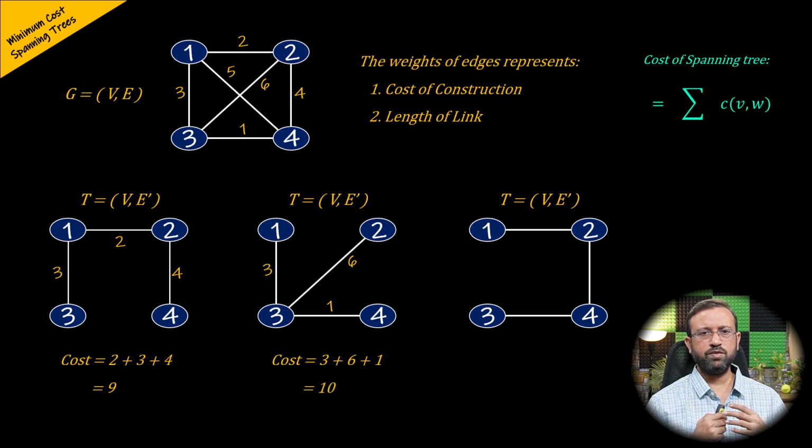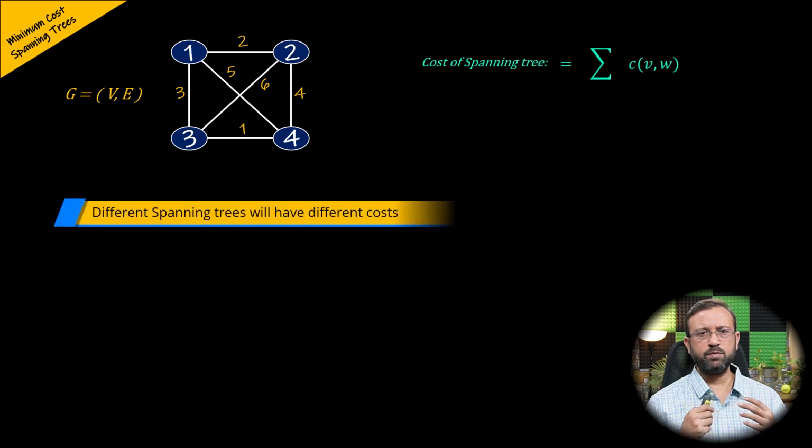Then, the cost of the third spanning tree will be the summation of the cost of the edge between vertex 1 and vertex 2, which is 2, plus the cost of the edge between vertex 2 and vertex 4, which is 4, and the cost of the edge between vertex 3 and vertex 4, which is 1. So the total cost of the spanning tree will be 2 plus 4 plus 1, which is 7. Therefore, different spanning trees will have different costs.